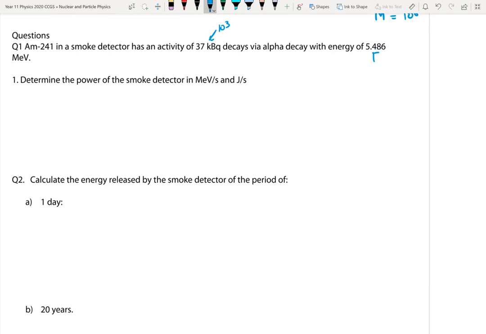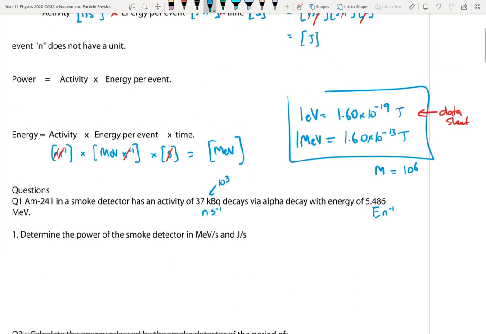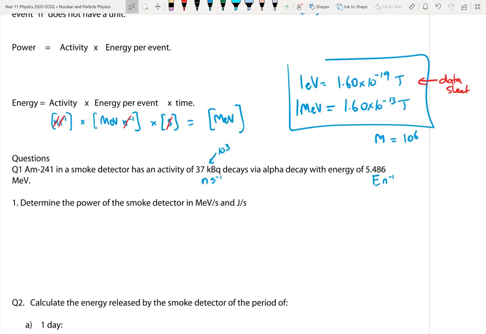We've got energy per event, and we've got events per second. Okay? So the power of the smoke detector, I've skipped one. That's just going to be, instead of multiplying by time, let's just go back. I'm too excited. Let's just go back one step.